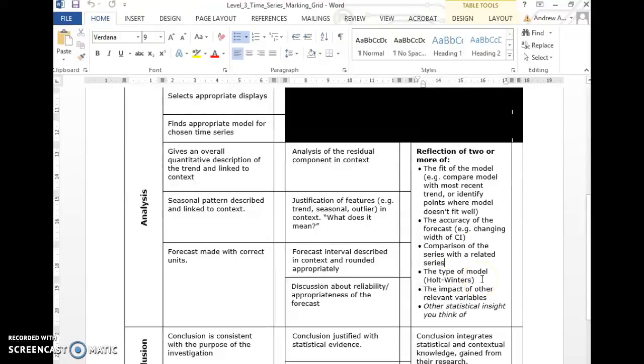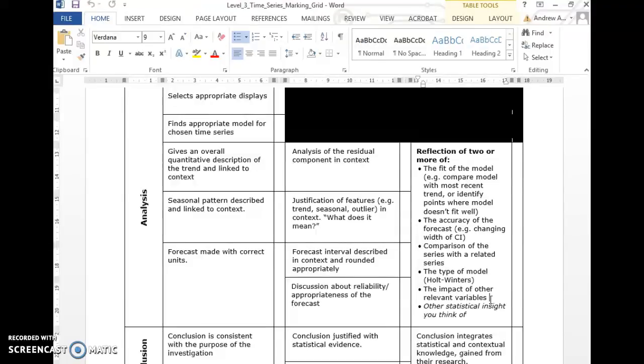The type of model, that's where you need to do some research on the Holt-Winters prediction. What does Holt-Winters mean? So you need to do a bit of research around that for excellence, possibly. The impact of other relevant variables. So that's what we call lurking variables. You might find a relationship or a prediction, and there might be another relevant variable to discuss or go and research. For example, population growth and house sales.